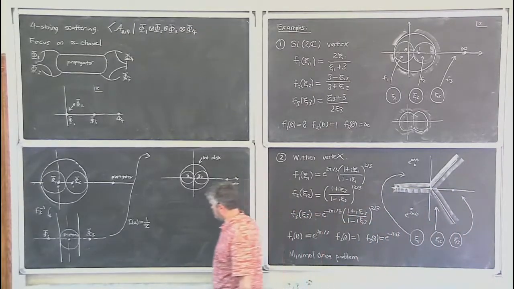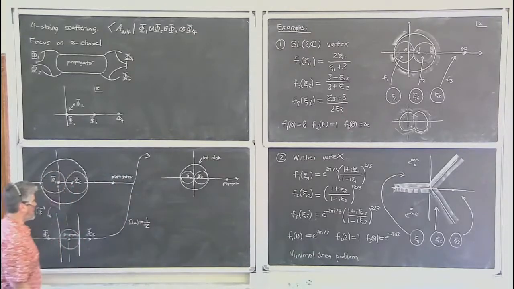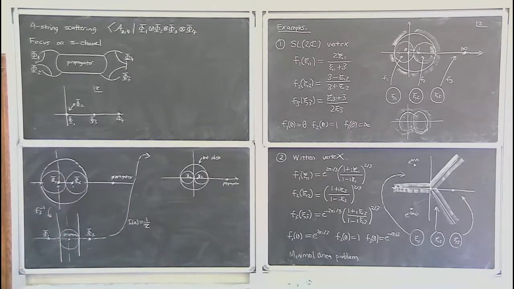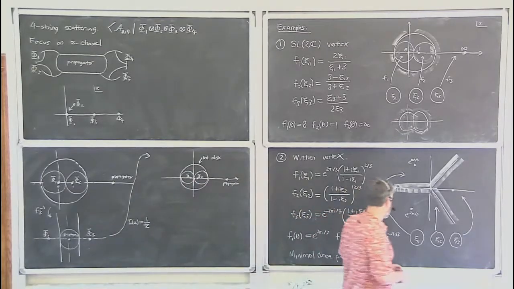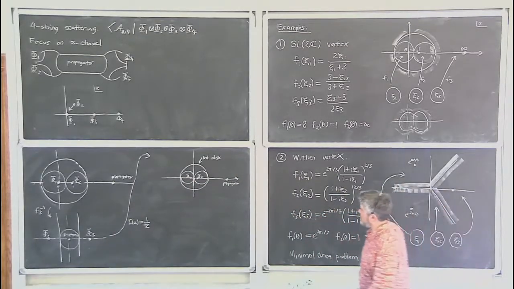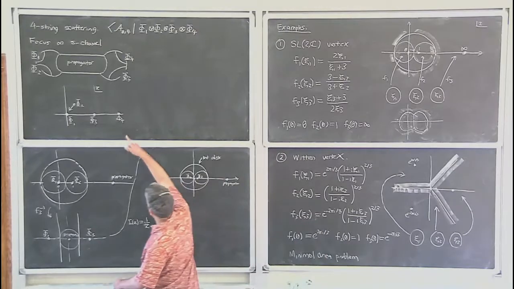Okay, so now we have a product of the states phi 1 and phi 2 represented as a unit disk. And now we can act with the propagator, okay?